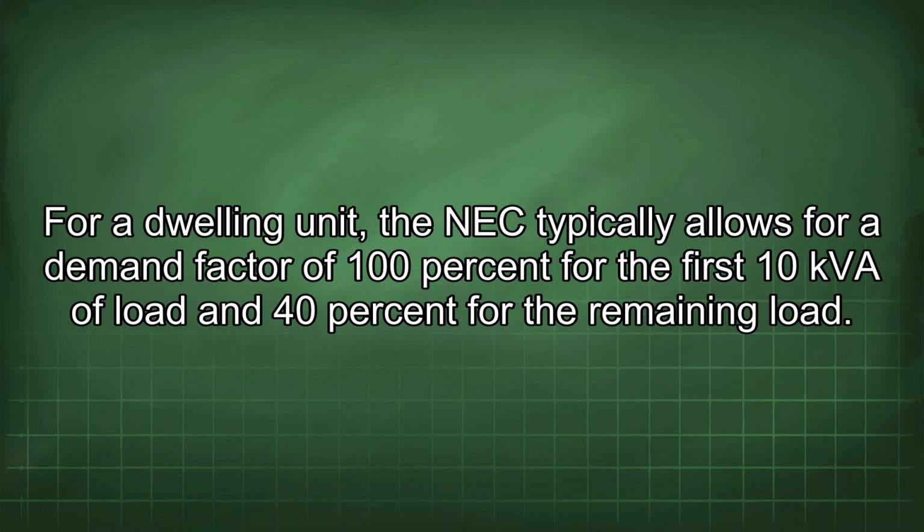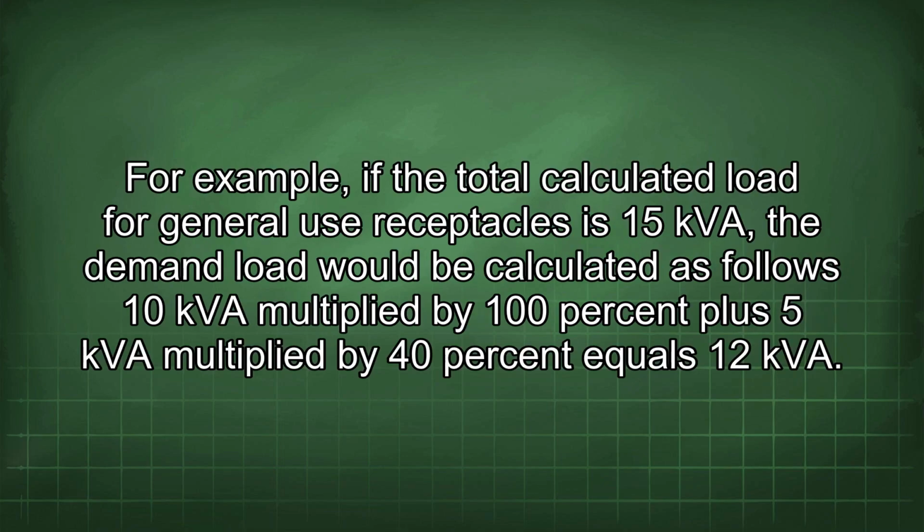For a dwelling unit, the NEC typically allows for a demand factor of 100% for the first 10 kVA of load and 40% for the remaining load. For example, if the total calculated load for general use receptacles is 15 kVA, the demand load would be calculated as follows: 10 kVA multiplied by 100% plus 5 kVA multiplied by 40% equals 12 kVA.